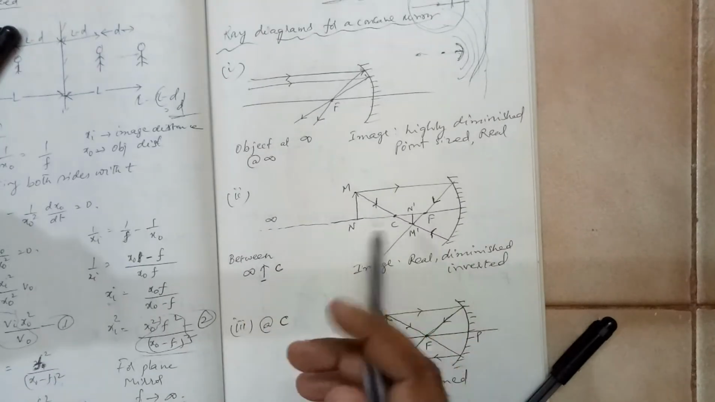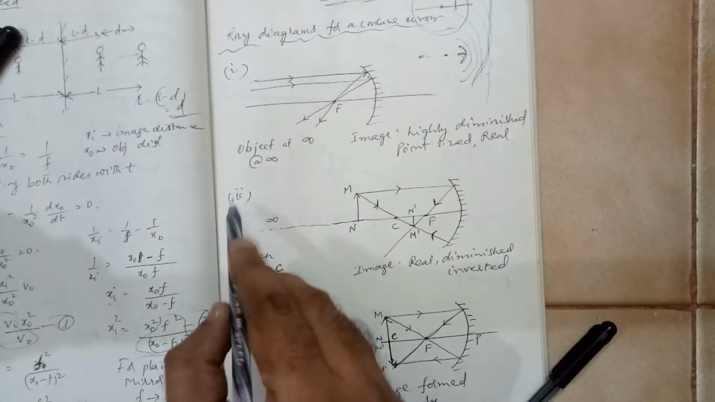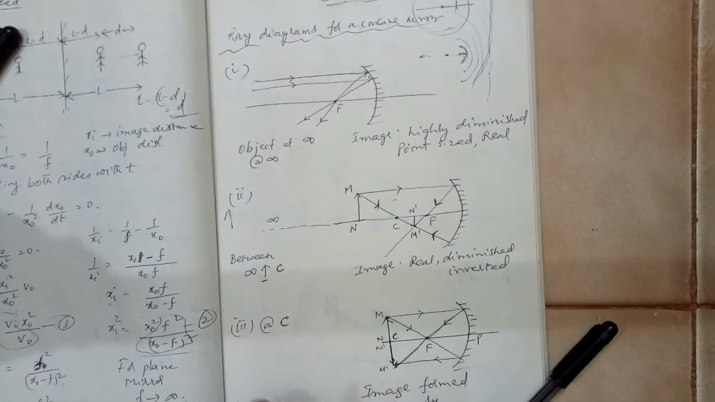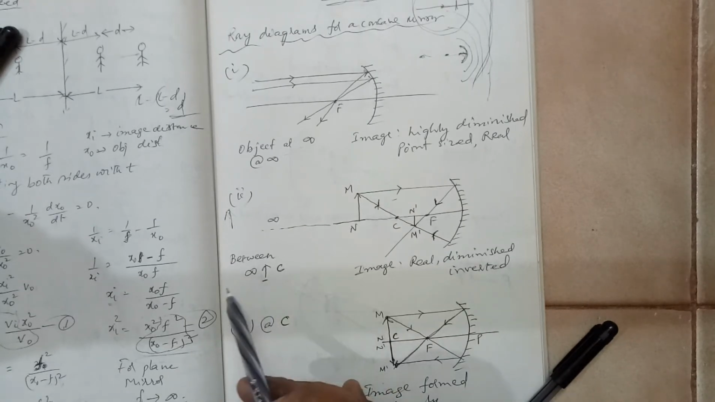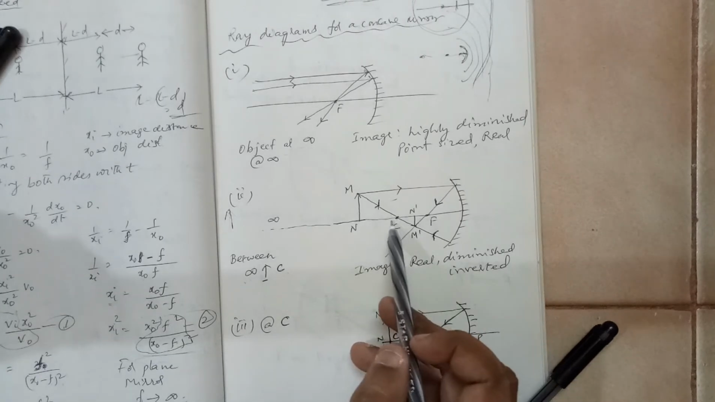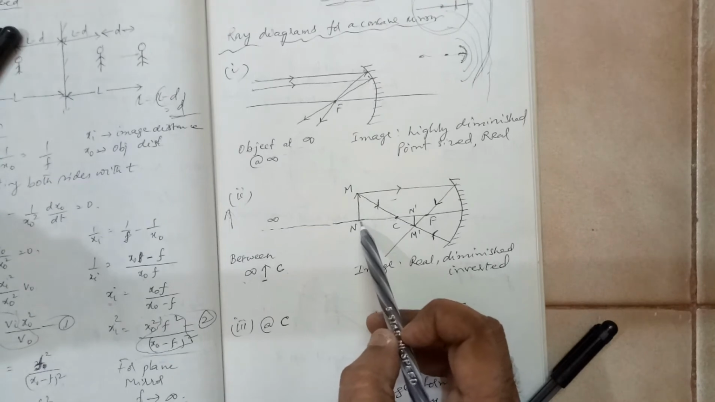Next, now the object is at a very large distance. We are trying to move the object towards the mirror, so some critical points we will see. Now the object is not placed at infinity, but between infinity and the center of curvature of the mirror. So the situation will be like this.